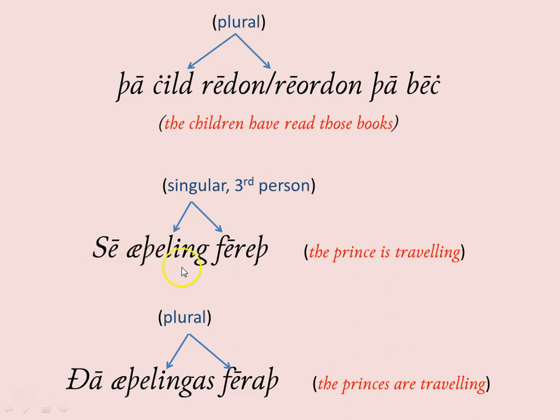Next one. Se Atheling feareth. The prince is travelling. And Atheling, noble prince, and feareth are both singular third person. So the prince is travelling because there's concord between those two, grammatical agreement between those two words. Tha Athelingas fearath. The princes are travelling. And again, feareth is travelling, fearath are travelling. Tha Athelingas, plural, fearath, plural. So, because there's grammatical concord between those two words, they are connected in meaning.